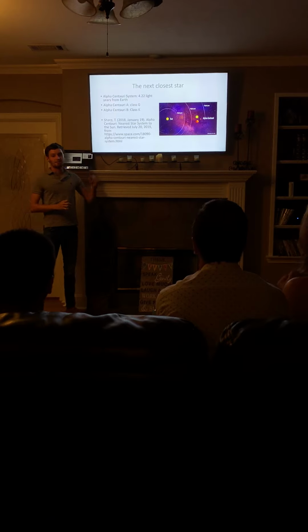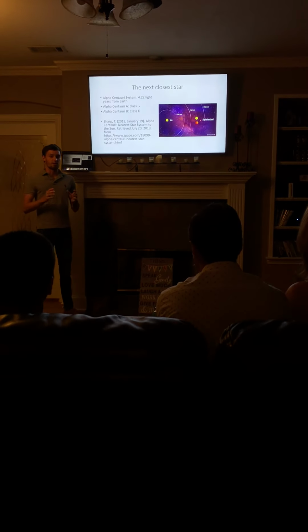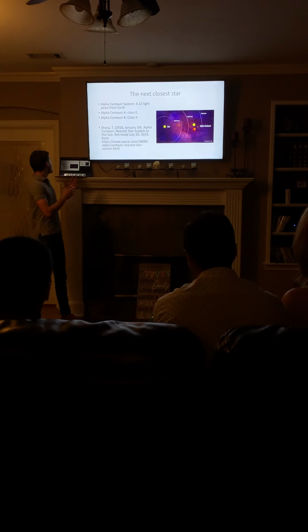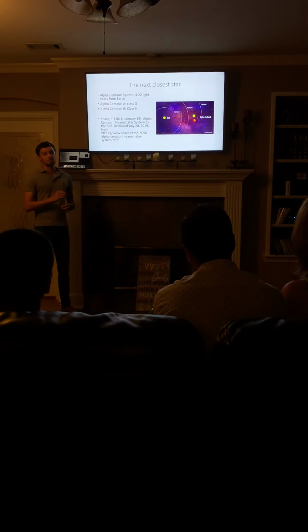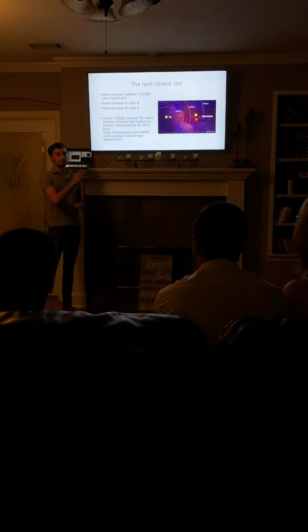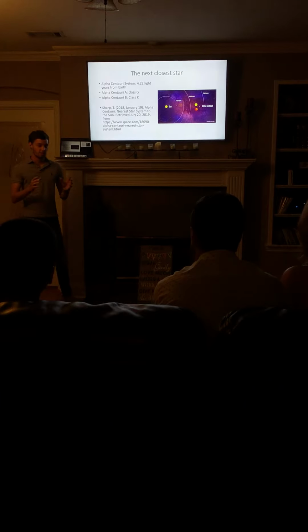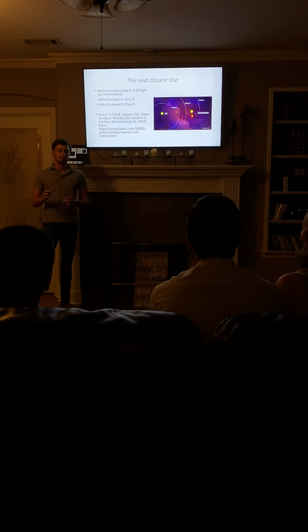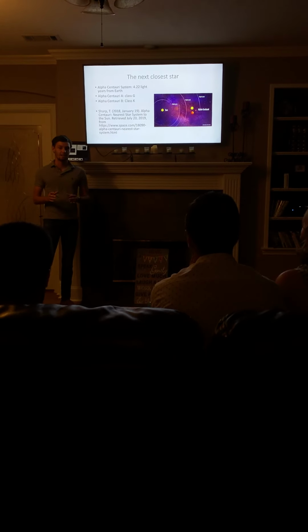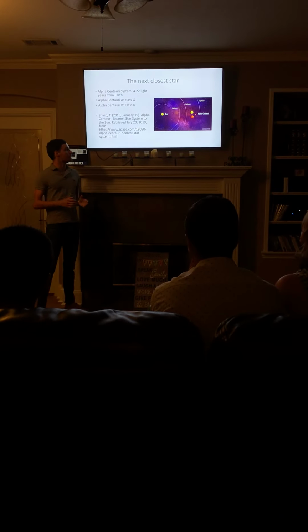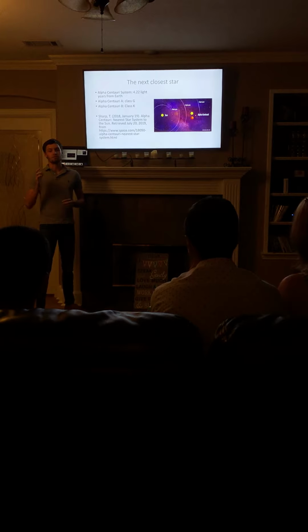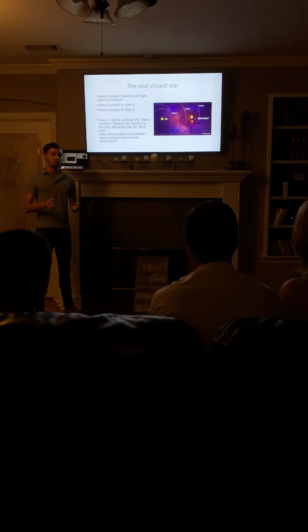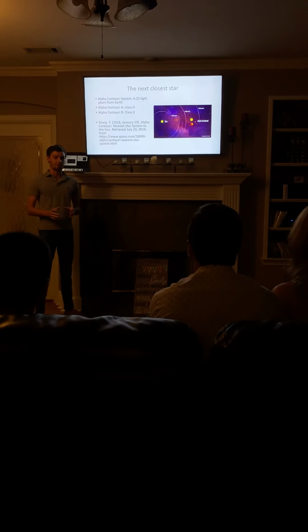Next, the next closest star. Now, the next closest star is 4.22 light years away and is called the Alpha Centauri system. It is called a system because while it appears to be a single star in the night sky, the Alpha Centauri system is actually comprised of two stars in a binary star system that orbit around each other.